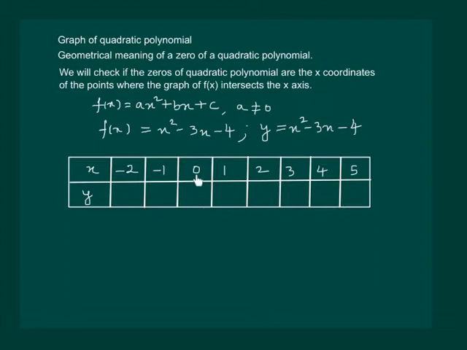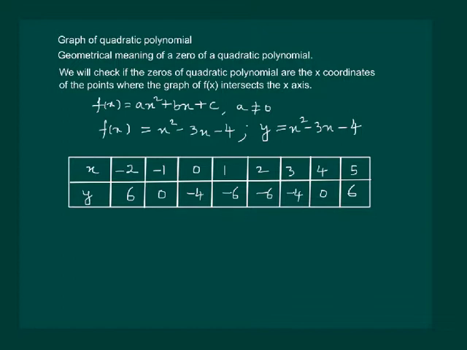Substituting x equal to 0, we get y equal to minus 4. Similarly, for x equal to minus 1, we get y equal to 0. For minus 2, we get y equal to 6. Likewise, complete the table.